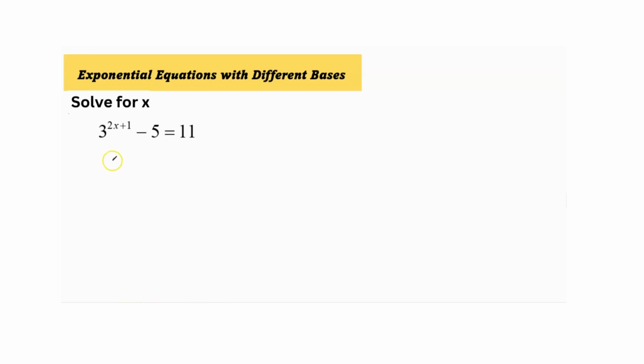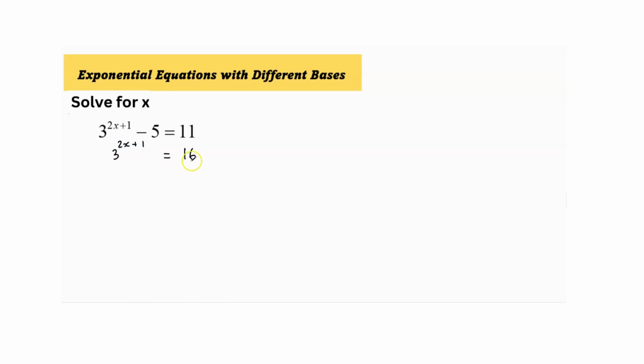In solving this problem, the goal is to isolate the exponential part of the equation first, and then you can try to solve it. Therefore, if we add 5 to both sides, we get 16 on the right hand side, and on the left hand side we are left with 3 to the 2x plus 1.